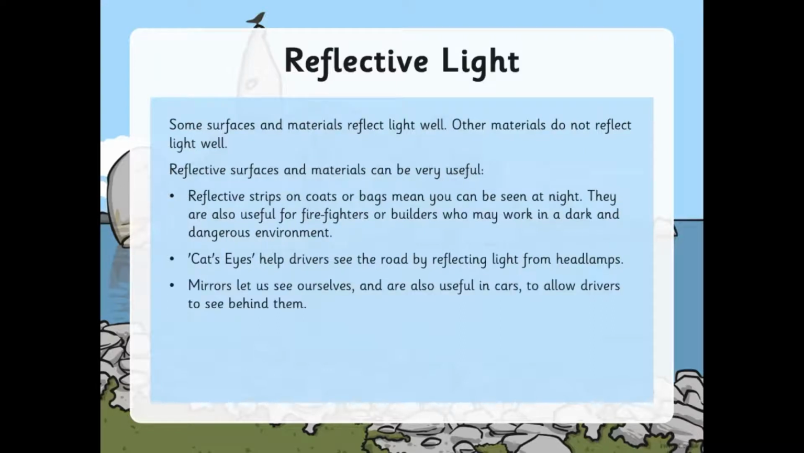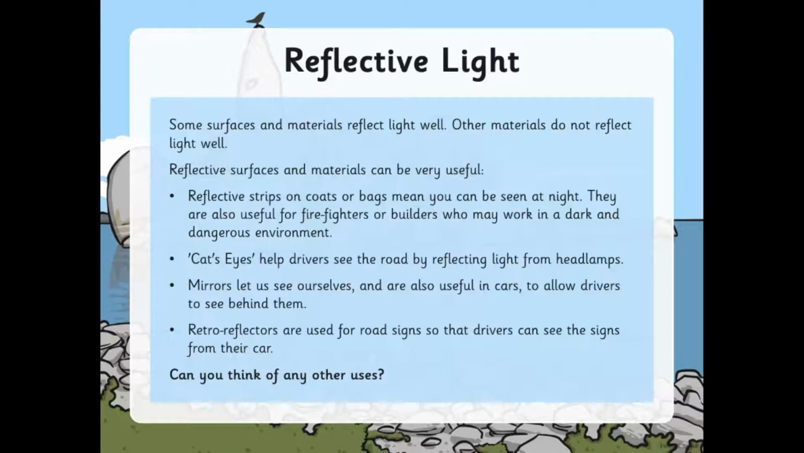Mirrors let us see ourselves and are also useful in cars to allow drivers to see behind them. So you'll notice that there's a mirror up on the windscreen that allows the driver to see behind them, and there are also the wing mirrors at the side of the car, so the driver can see what's going on behind them and keep safe as they're driving. Retroreflectors are used for road signs so that drivers can see the signs from their car, and that's what we saw in that video there. And you might think of some other uses where you've seen those retroreflective strips being used.